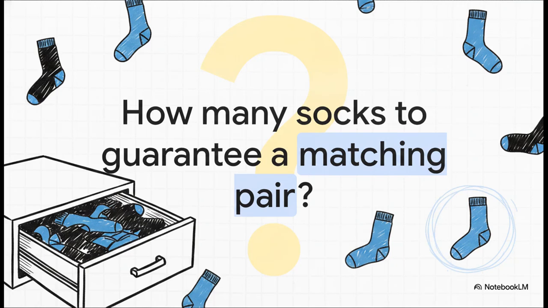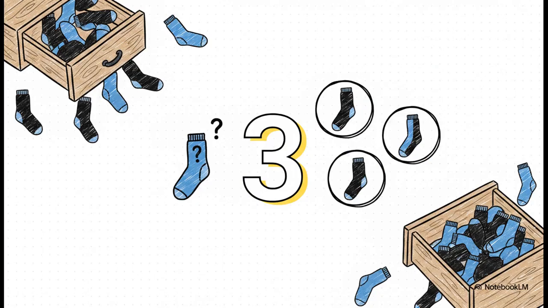Okay, picture this. You're getting dressed in the pitch black. If you have 10 black socks and 12 blue socks all mixed together in a drawer, how many do you have to blindly grab to guarantee, absolutely guarantee that you pull out a matching pair? Just think about it for a second. The answer? Just 3. I know, right?